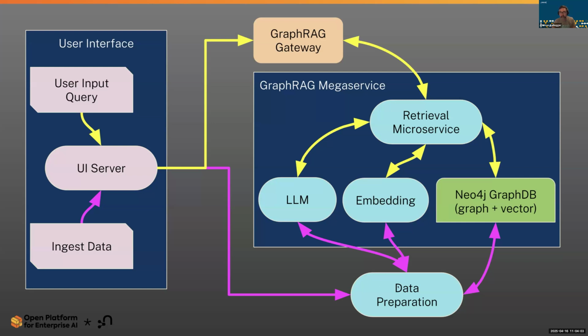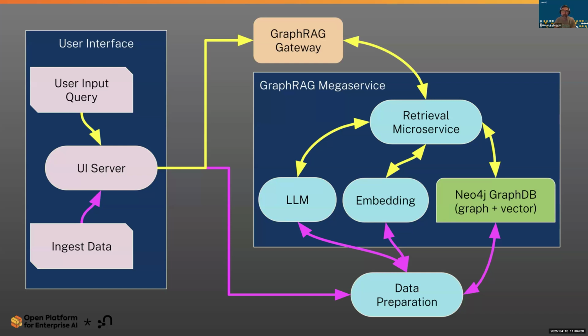And it continues from the data preparation microservice, which takes advantage of the LLM and the embedding service, and also the graph database for creating both the chunks and the vector embeddings, but then also this connected graph and a summarization of these communities within the graph.